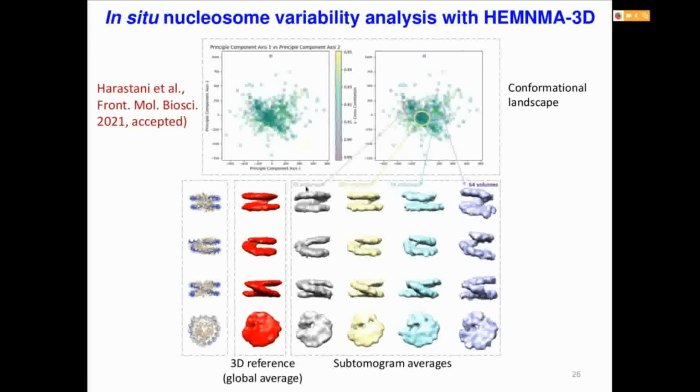You see the number of subtomograms used in the different averages, and we can notice different degrees of gaping here in this view, or breathing here and here of the nucleosome. To obtain this normal mode analysis of subtomograms, we used 6 modes here.